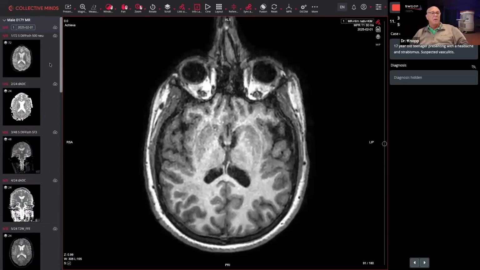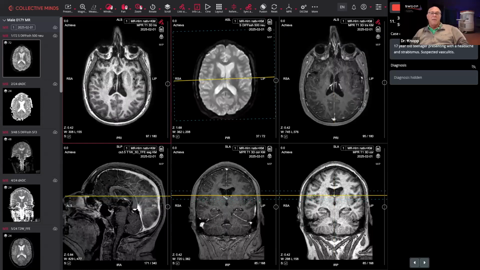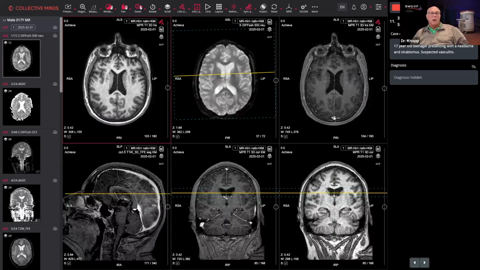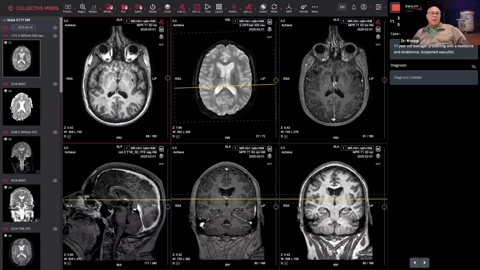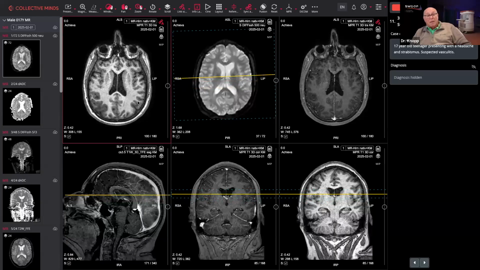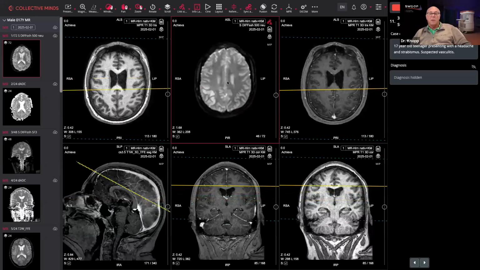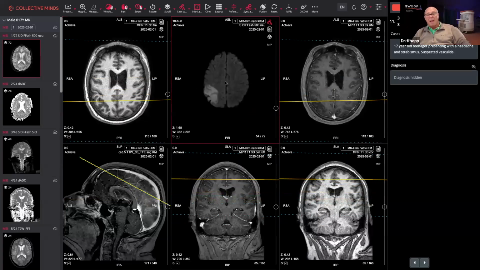So here on the high field, we have axial T1s, and this child also received contrast. The T1 is showing us gray-white distinction. If we go back to that same area, it's a little asymmetric. There is some mass effect here. This is a diffusion-weighted image, and we can clearly see abnormal signal and restricted diffusion consistent with ischemic change of some sort.